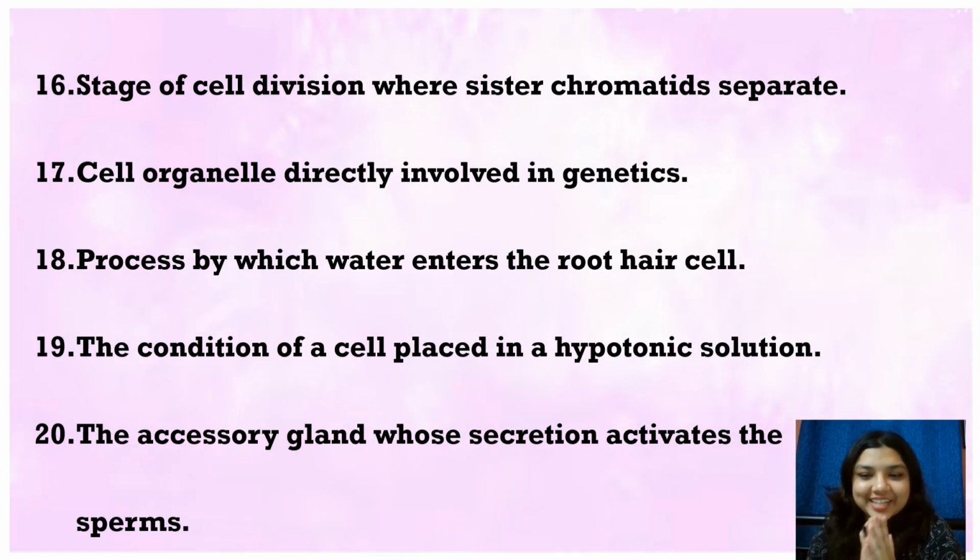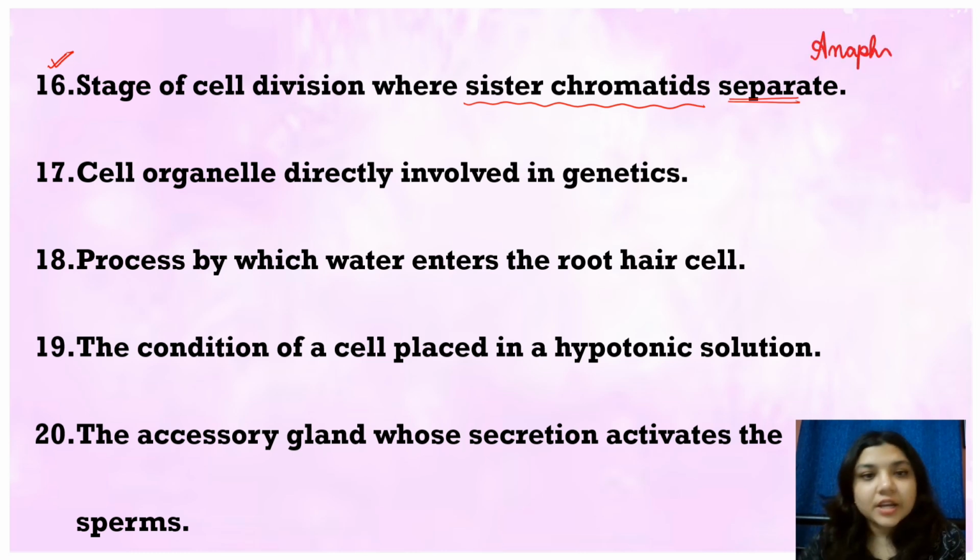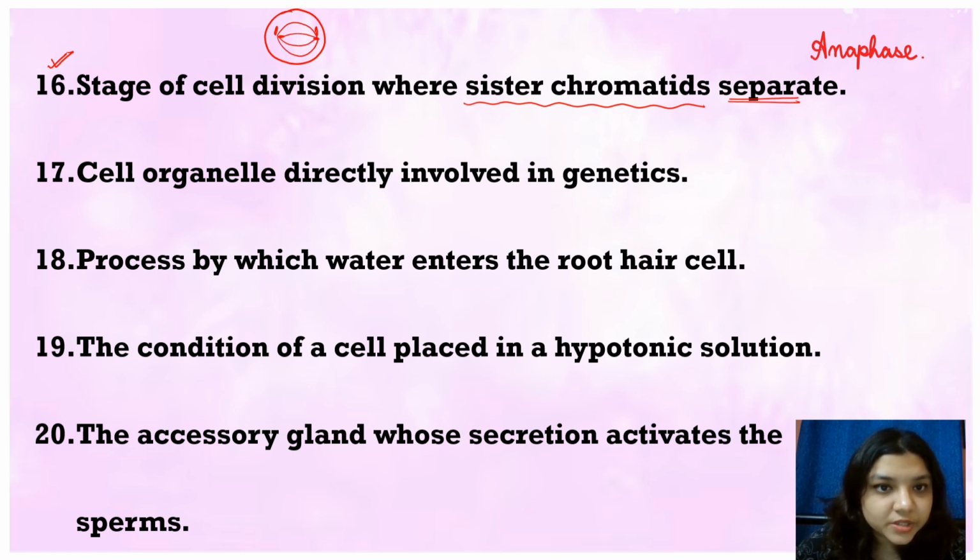Okay. So let's check our answers. First, stage of cell division where sister chromatids separate, right? So the answer is anaphase. Now, let's have a quick understanding that as we saw in the starting of this video, the metaphase stage was something like this, that the spindle fibers were there and the chromosomes were all very nicely aligned in one plane at the equator, right?